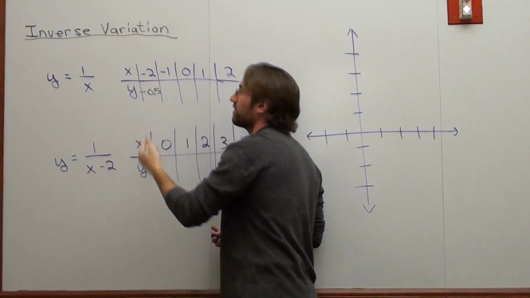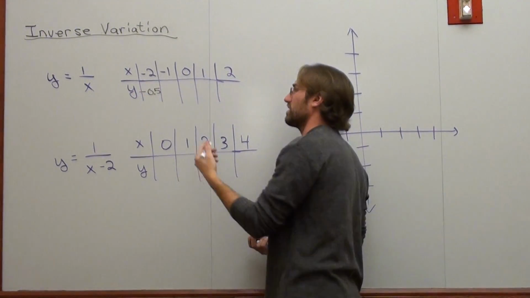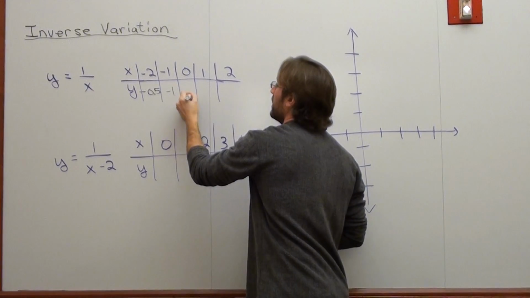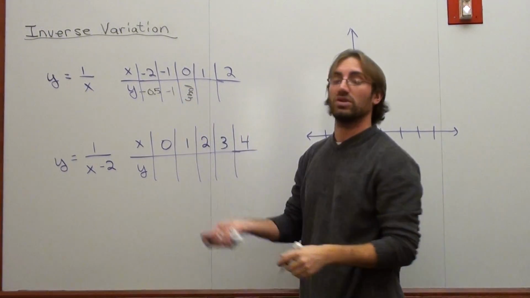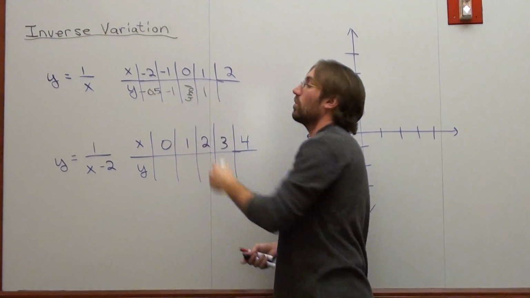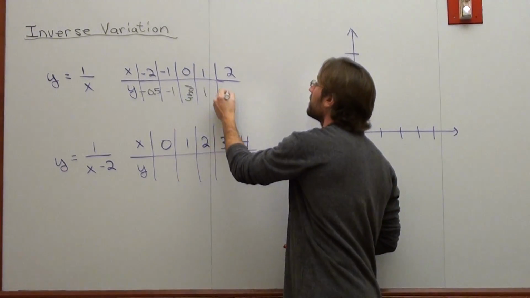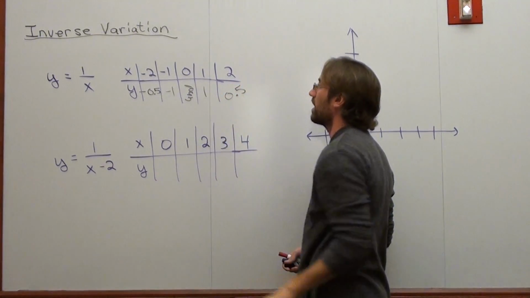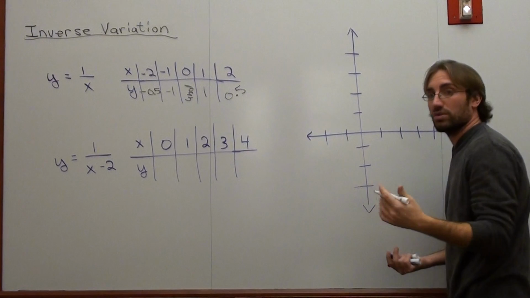When I substitute in -2, I get -0.5. When I substitute in -1, that one's undefined. When I substitute in 1, 1 divided by 1 is 1. 1 divided by 2 is 0.5. Pardon me. And I'm going to go ahead and graph it. No surprises here.